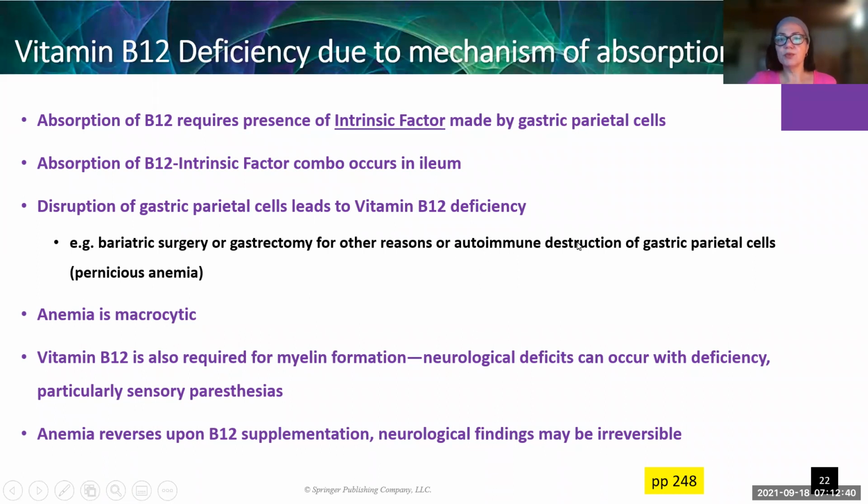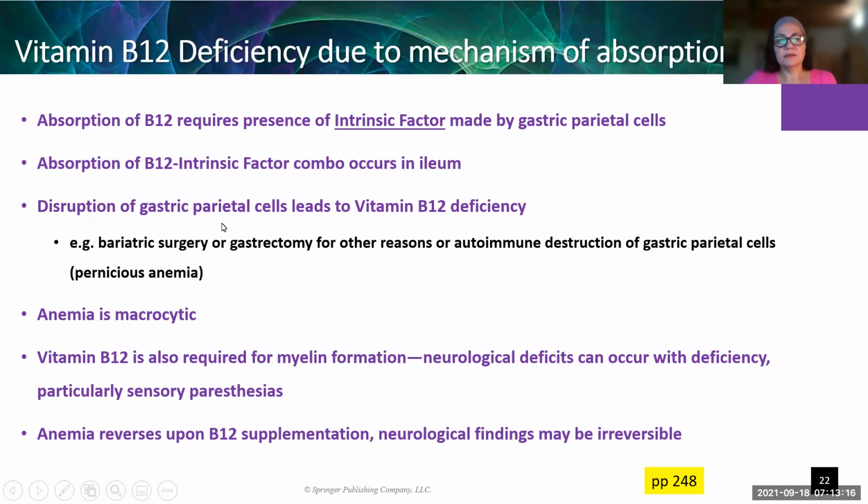There may be autoimmune destruction of specifically these parietal cells. The immune system starts attacking those cells, and this can lead to a condition called pernicious anemia. Pernicious means deadly, again, old-fashioned term. You'll sometimes hear the term pernicious anemia applied to any vitamin B12 deficiency, but technically pernicious anemia refers specifically to the B12 deficiency that's due to this autoimmune problem.